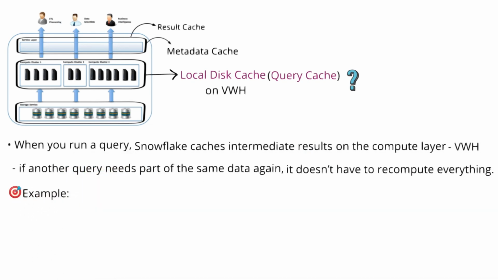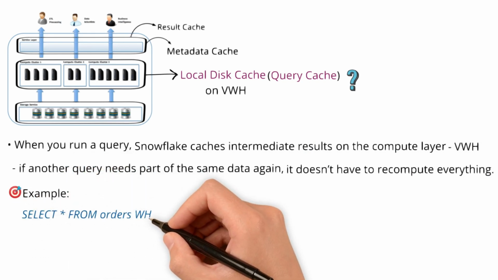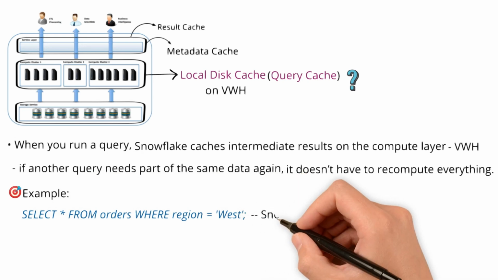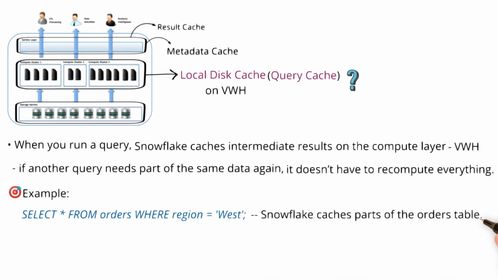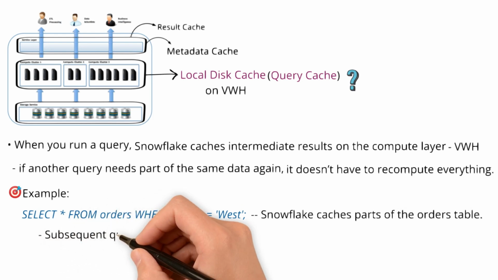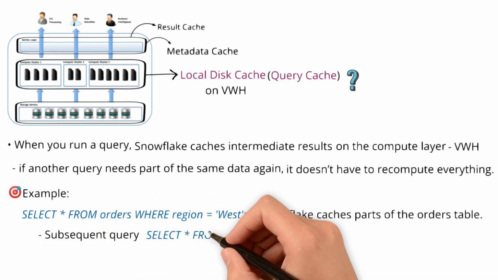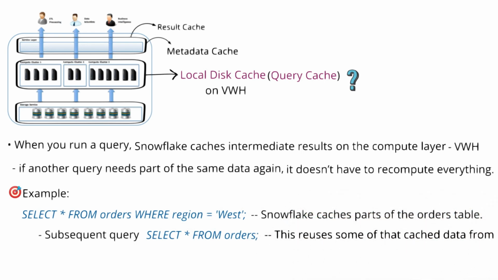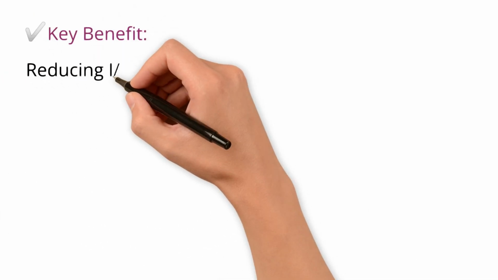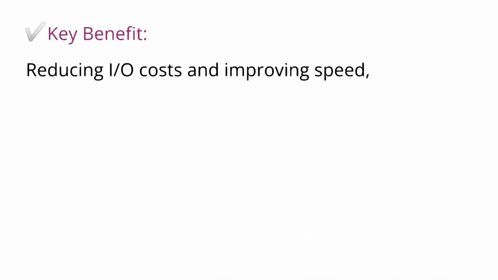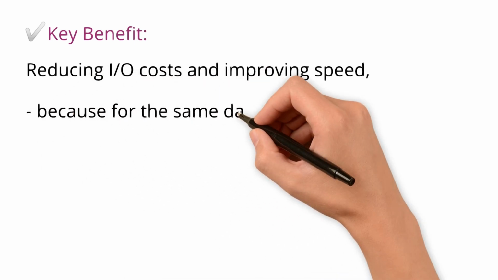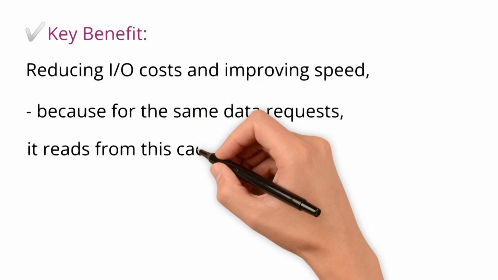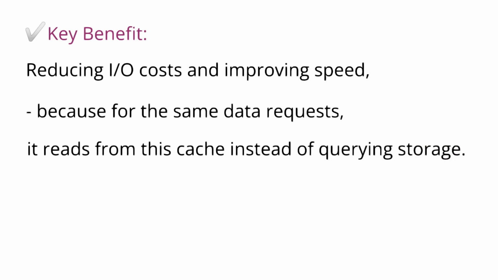Say for example, if you run SELECT * FROM orders WHERE region = 'west', Snowflake caches part of the orders table, that is west region orders. If you run a subsequent query like SELECT * FROM orders, this reuses some of the cached data from the previous query. So the key benefit? Reducing I/O costs and improving speed. Because for the same data requests, it reads from the cache instead of querying storage.